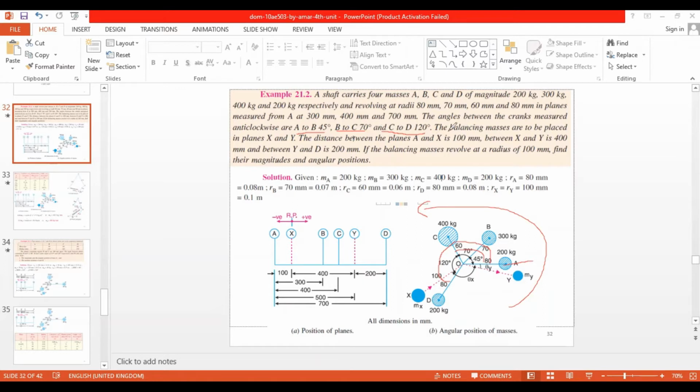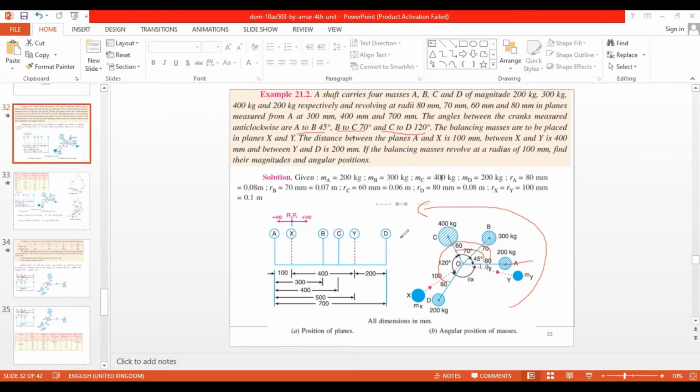The balancing masses are to be placed in planes X and Y. So it is given where we want to place the balancing masses. The distance between the planes A and X is 100 millimeter. So now they have given where we need to place the plane X, and Y is 400 millimeters from X. So now Y is also given, and between Y and D is 200 millimeters.